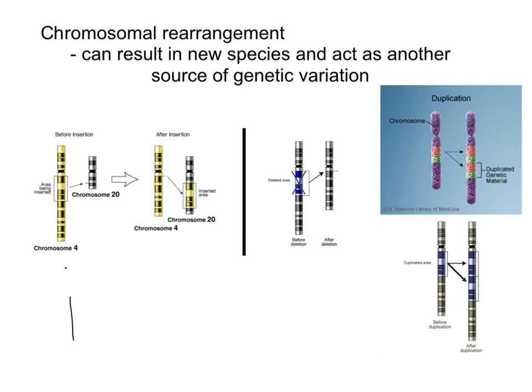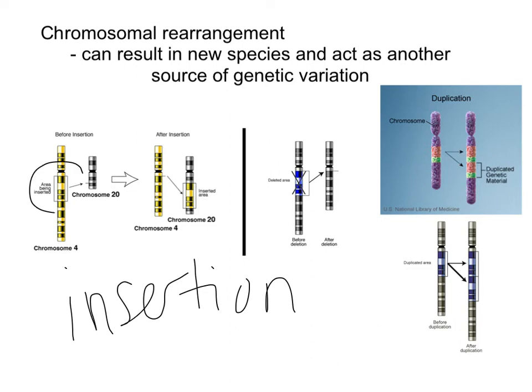The first one we have here is an insertion. In this case, we have added a section to the chromosome. You can see that a section of chromosome 4 has been removed from chromosome 4. You'll see that's now shorter, and it was added over here to chromosome 20. So chromosome 4 had some removed from it, and chromosome 20 had some inserted into it.